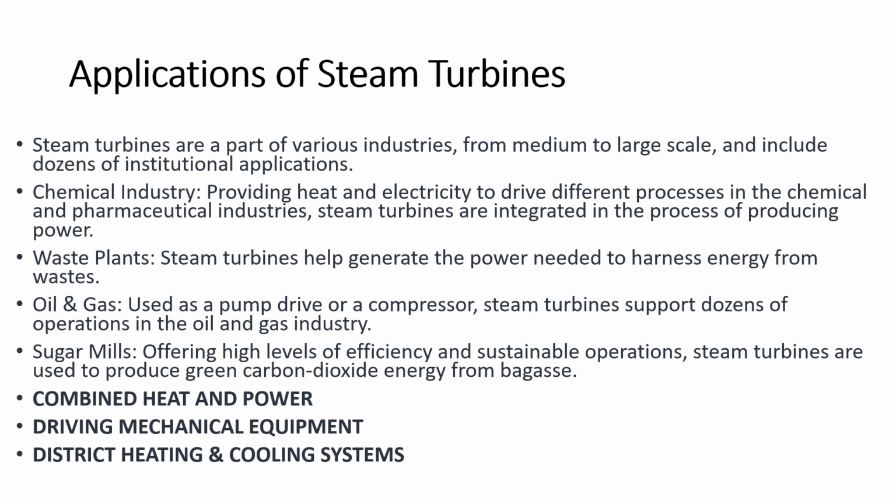Oil and gas: used as a pump drive or a compressor, steam turbines support dozens of operations in the oil and gas industry. Sugar mills: offering high levels of efficiency and sustainable operations, steam turbines are used to produce green energy from bagasse. Combined heat and power. Driving mechanical equipment. District heating and cooling systems.